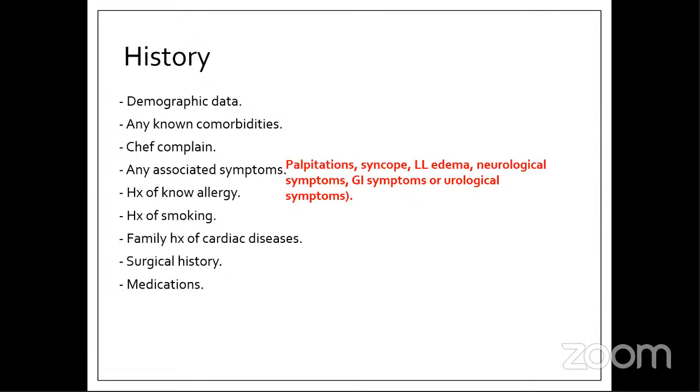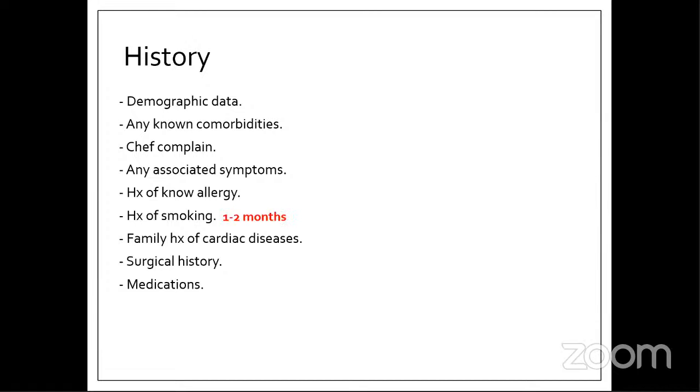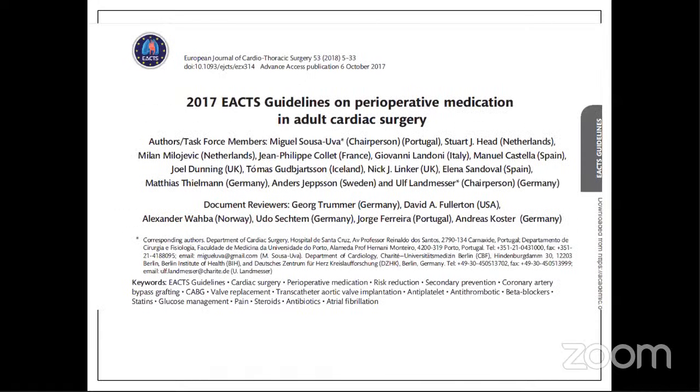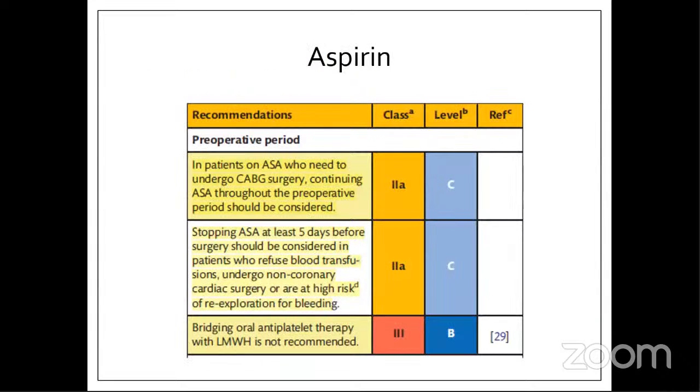Review of medication is important to determine which medication the patient will continue and which he will stop. So this is the 2017 guidelines for preoperative medication in cardiac surgery. Aspirin is beneficial for both primary and secondary prevention of cardiovascular disease. It is routinely given to patients with acute coronary syndrome, as it's shown to reduce the mortality. Patients on aspirin who will undergo a CABG, continuing aspirin in the preoperative period should be considered.